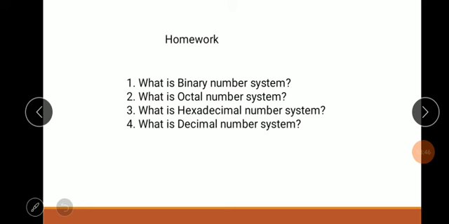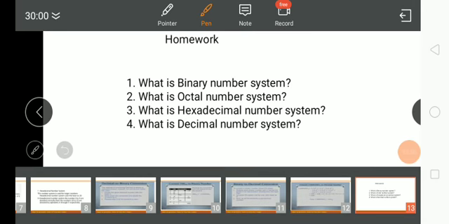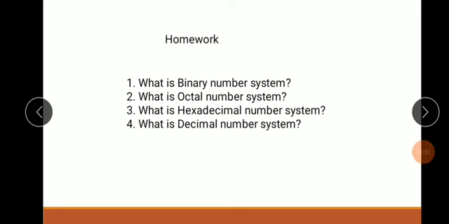After that, homework. Question first, what is the binary number system? Question number second, what is the octal number system? Question third, what is the hexadecimal number system? Question 4, what is the decimal number system?